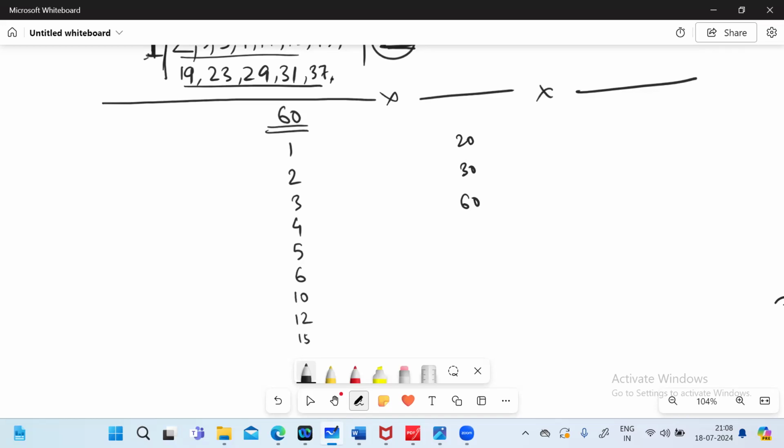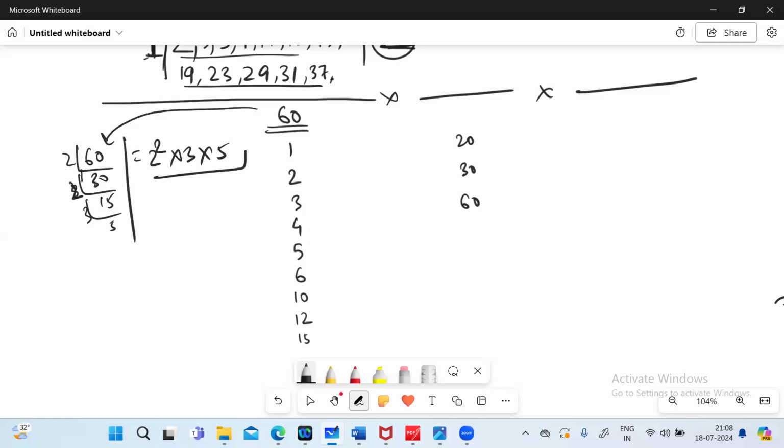And I was talking about prime factorization, which you all know about. We need to find how many 2s and how many 3s and how many 5s, how many prime numbers are there. So this is how we used to find the prime factorization of any number. So 60 can be written as 2 square into 3 into 5. There are other ways to write prime factorization.